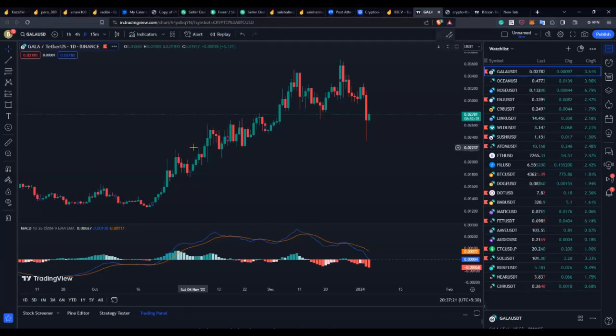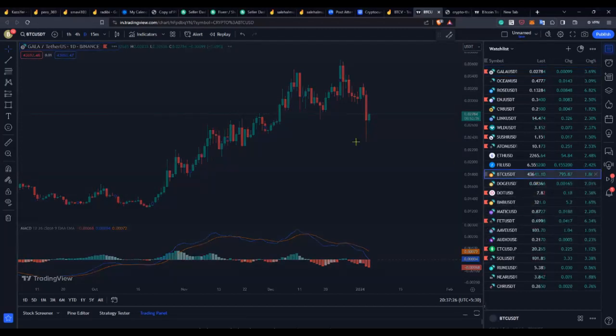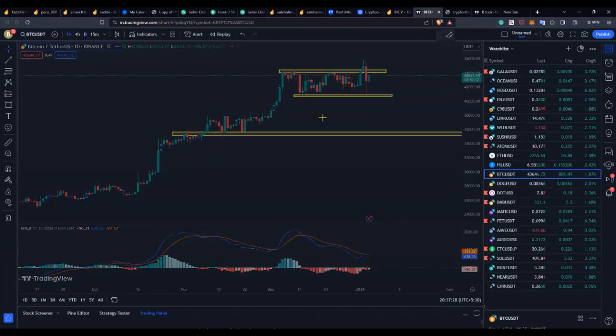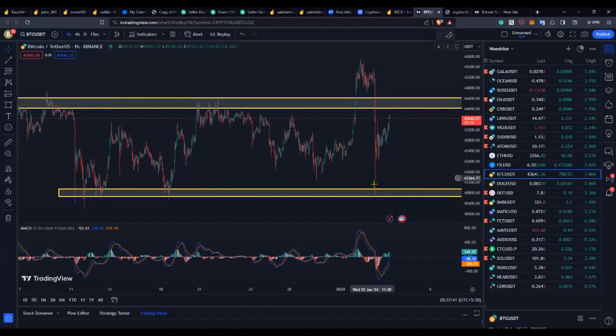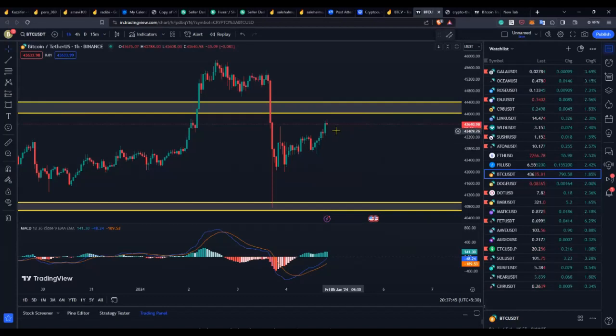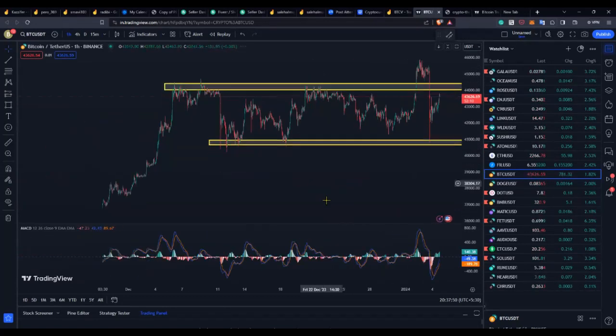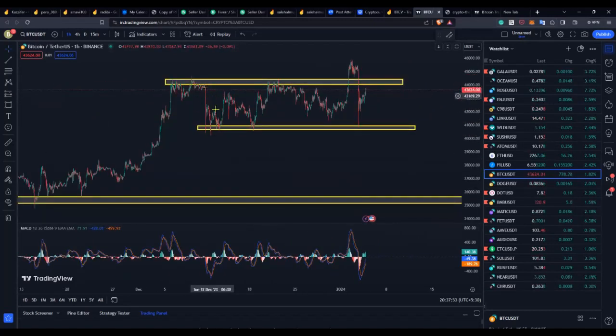Okay, great. So let's talk about Bitcoin first because Bitcoin has made some move. What Bitcoin did is basically it went above $44,000, moved up, touched around $45,000, and then it came back down to $40,000. Right now it's hovering around $43,640. So what I'm trying to say is that Bitcoin is moving in a channel.